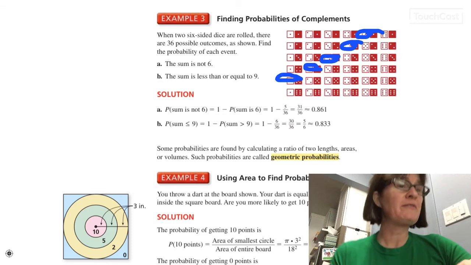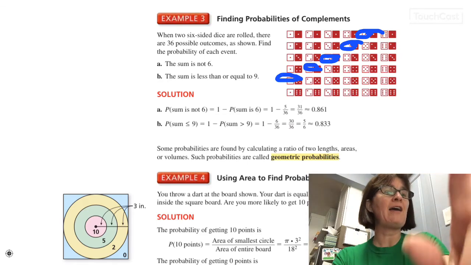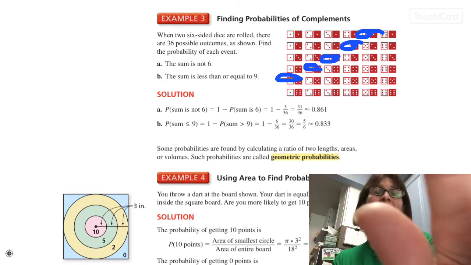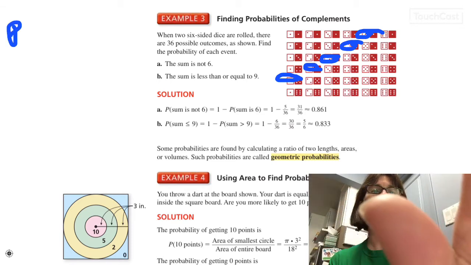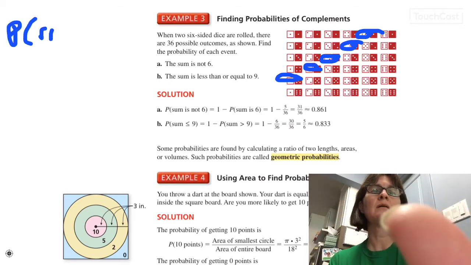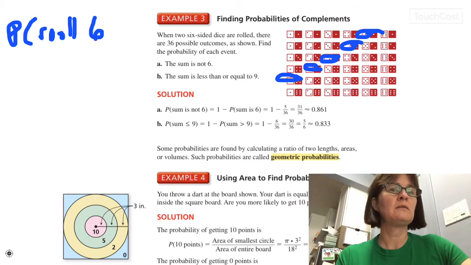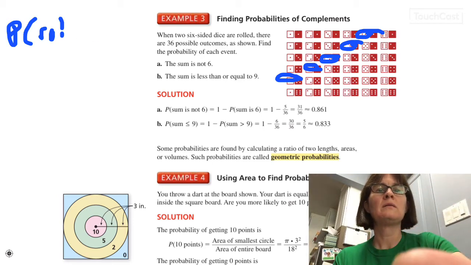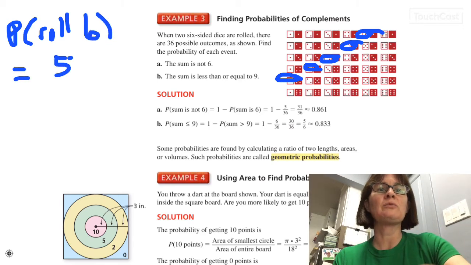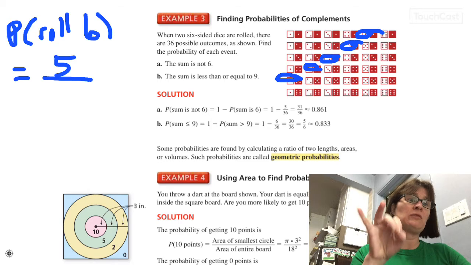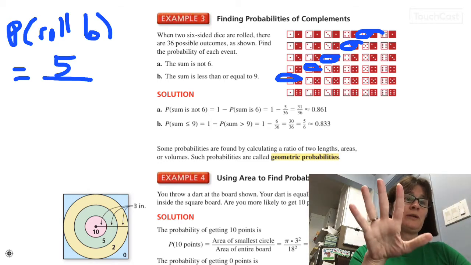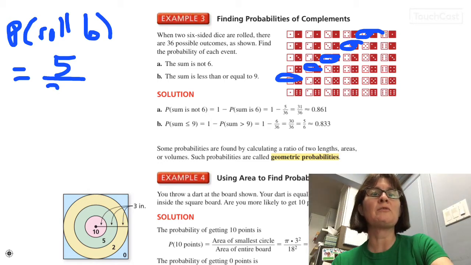So it's going to be faster if I say, okay, well, there are 5 ways that I could get exactly 6. So I would say the probability of rolling a 6, I spelled roll wrong. The probability that I roll a 6 is the 5 ways to roll a 6: 1 and 5, 5 and 1, 2 and 4, 4 and 2, 3 and 3, divided by the total number of possible outcomes.